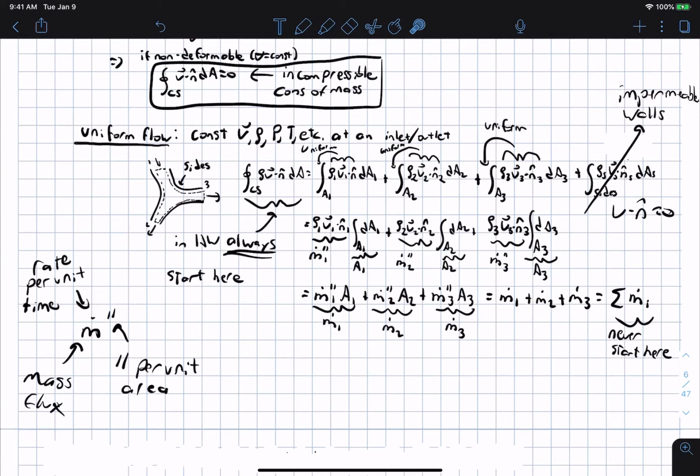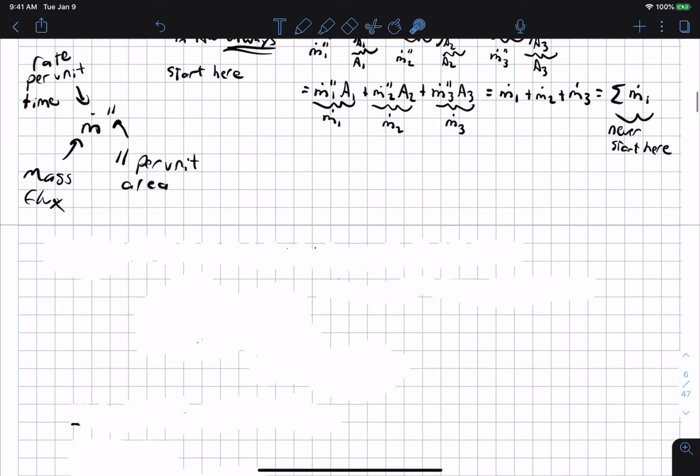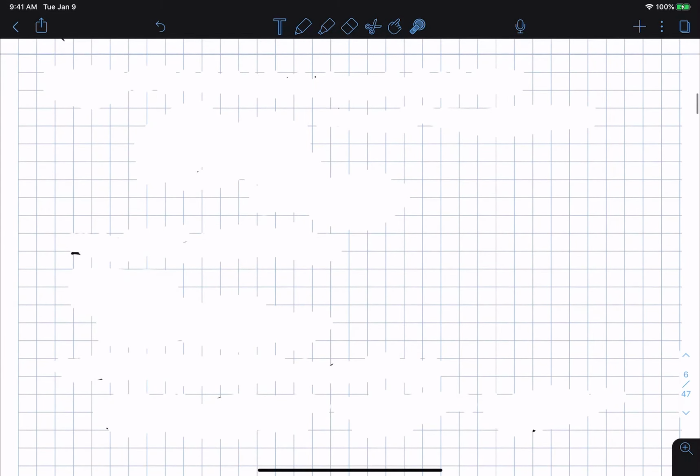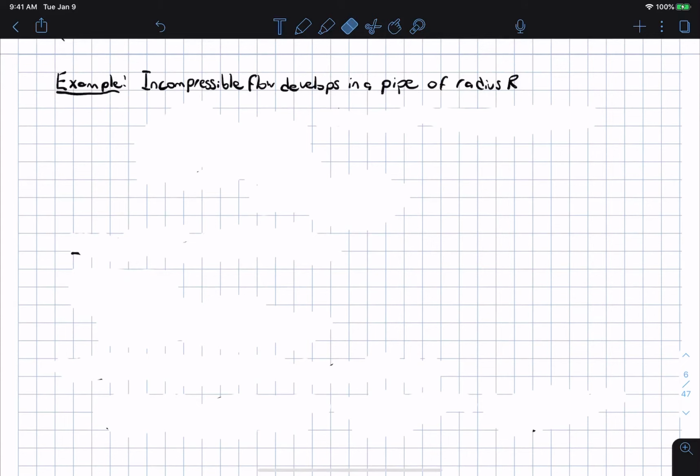Okay, so now we got all these. We got this crazy integral relation. How do we actually use it? So, as an example, we're going to do an example now. We're going to say incompressible flow is developing in a pipe of radius r.